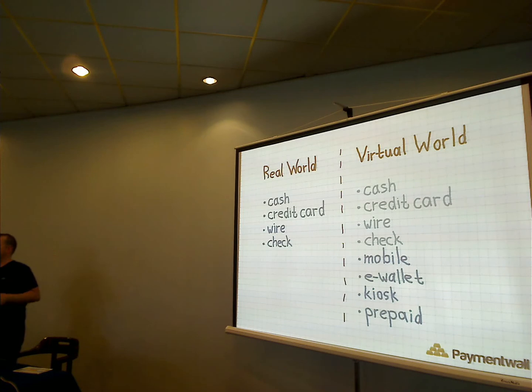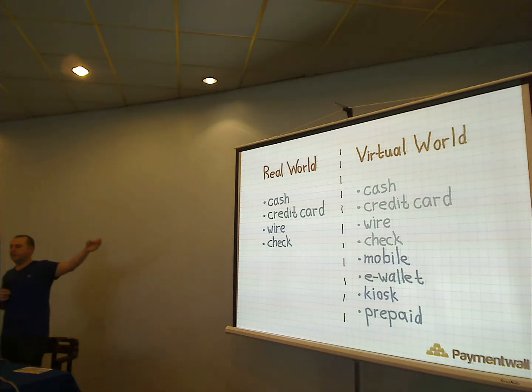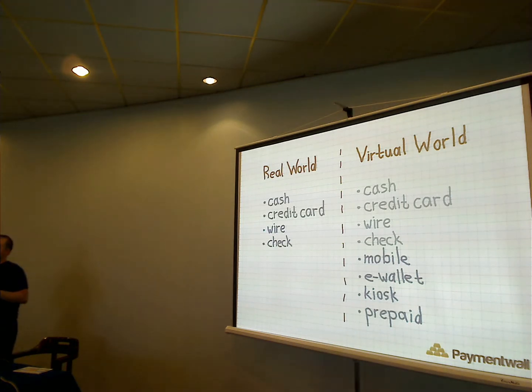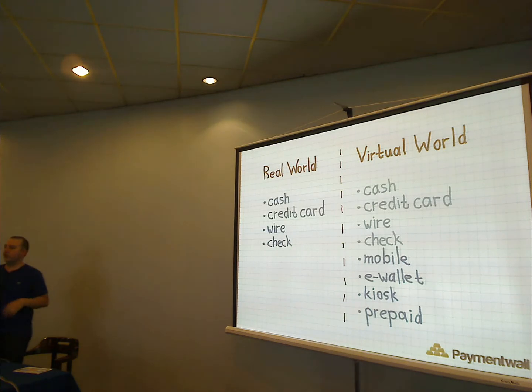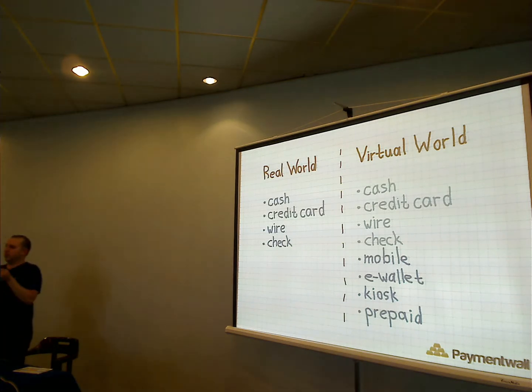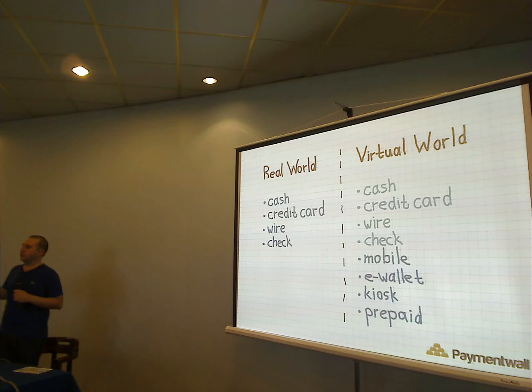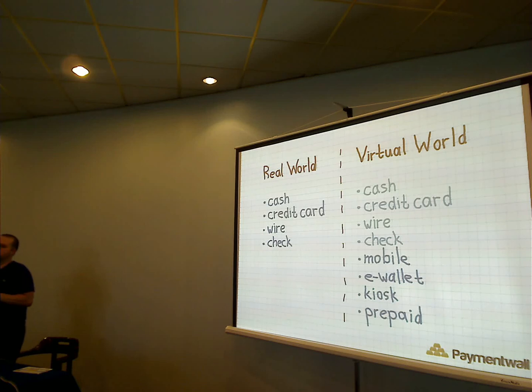And then the virtual ones have exploded. So we still have the same methods. You still have cash, credit cards, wire transfers, and check payments. You still have some traces of those. But now we also have mobile payments. You can actually pay with your mobile phone, and you don't actually make the payments with the phone. You don't put money into it or anything. You get billed at the end of the month with your cell phone provider, or you have prepaid credits, and those prepaid credits get deducted from your points.